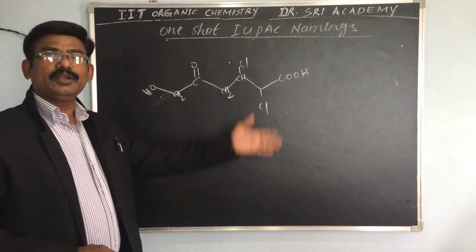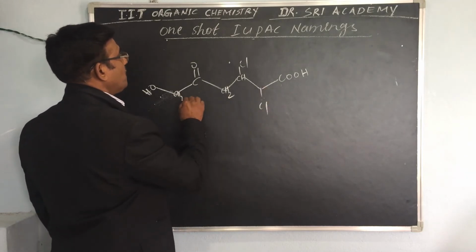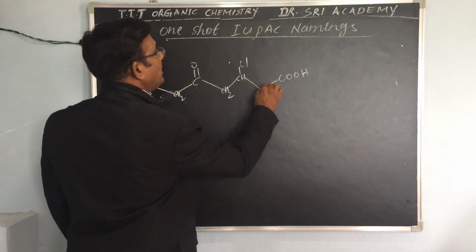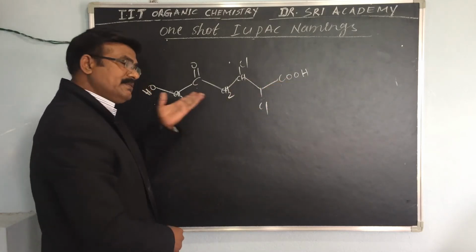So how can you give this name? In this, we have to select the longest chain: 1, 2, 3, 4, 5, 6. Six again. Six means hex.